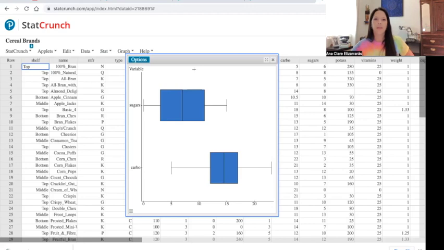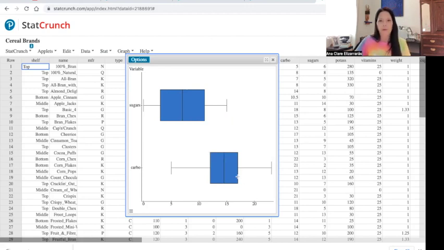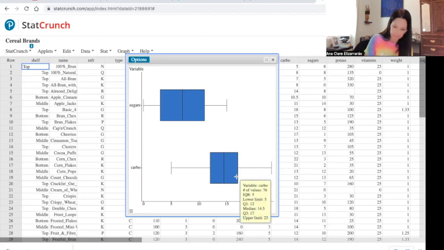Looking at my interquartile range, the box for sugars is larger than the box for carbohydrates. This means that the interquartile range for sugars is larger than the interquartile range for carbohydrates. It is more spread out. So sugars is more spread out than carbohydrates. There's more variability. Let's hover over our image to get the IQR for each. The IQR for sugars was 8, and the IQR for carbohydrates was 5. So yes, 8 is larger than 5.